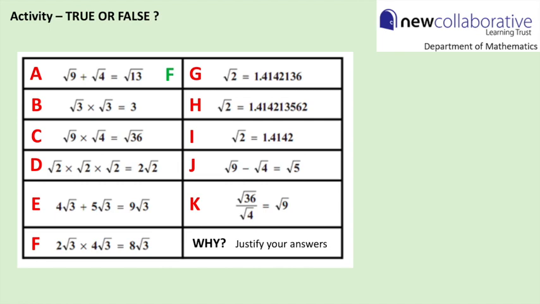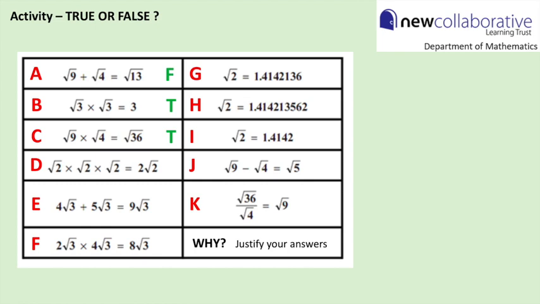If we move on to statement B, the square root of 3 multiplied by the square root of 3 is the same as the square root of 3 times 3. In other words, the square root of 9, and that is equal to 3. That statement is true. And the same goes for statement C. The square root of 9 multiplied by the square root of 4 is the same as the square root of 9 times 4, which is the square root of 36.